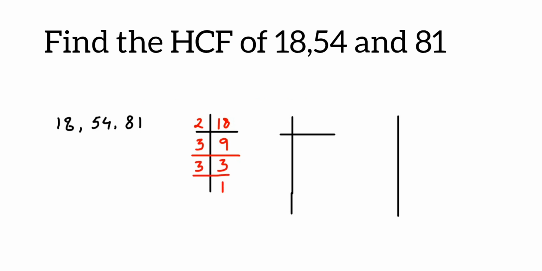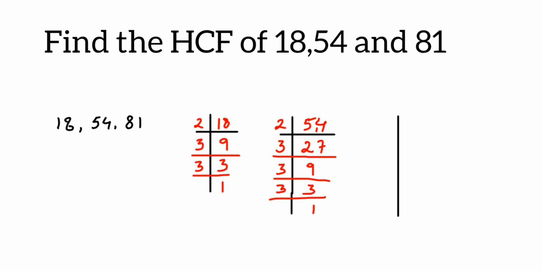Next we have 54. 54 goes in 2 table, 2 is a prime number. So 2 twos are 4, 1 is left, so 14. So 2 sevens are 14. The 27 goes in 3 table, 3 nines are 27. So 3 threes are 9. And last 3 ones are 3.